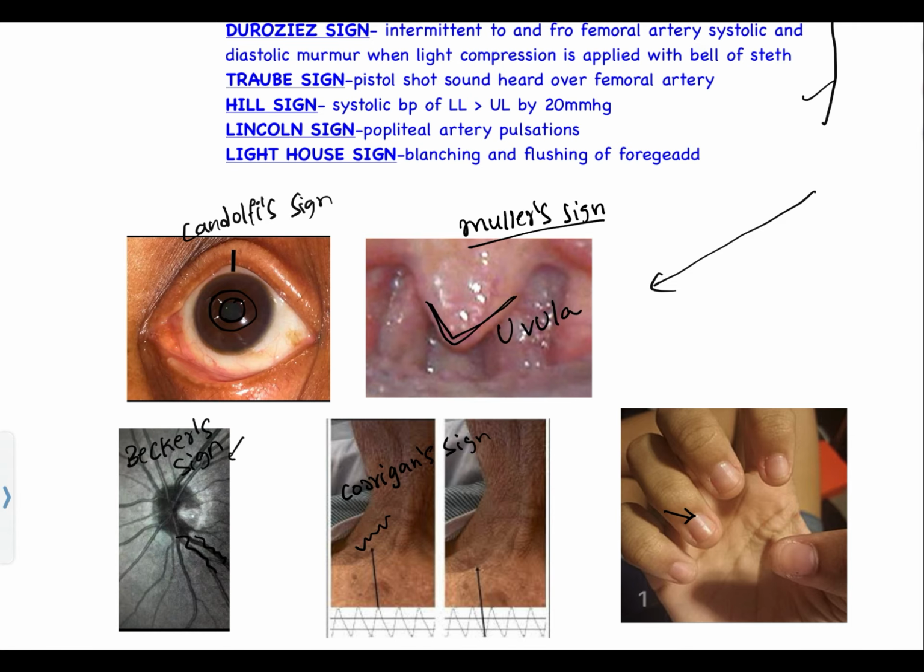And here, capillary pulsations in the nail bed, especially when gentle pressure is applied. This is called Quincke's sign.